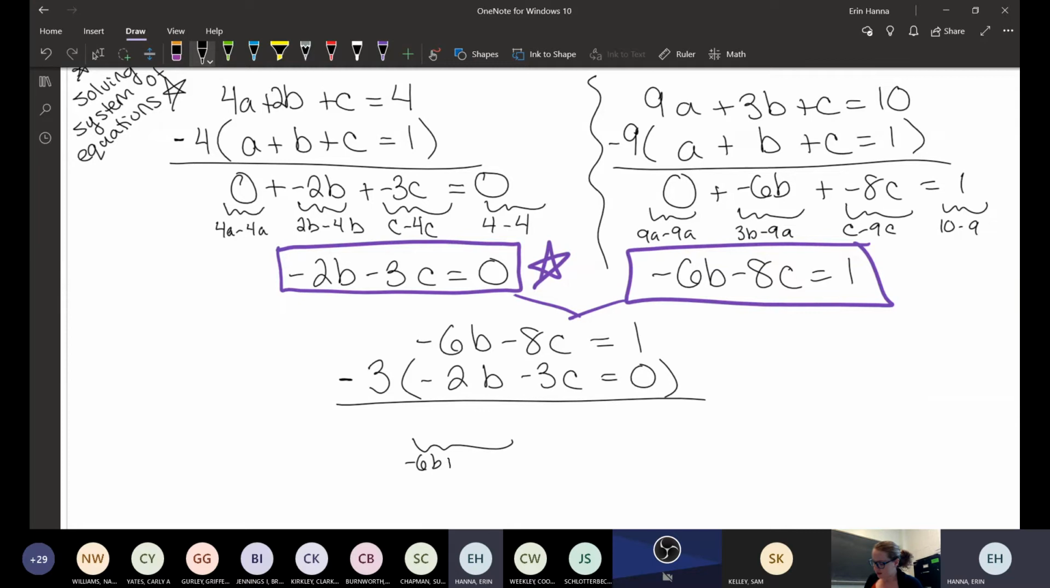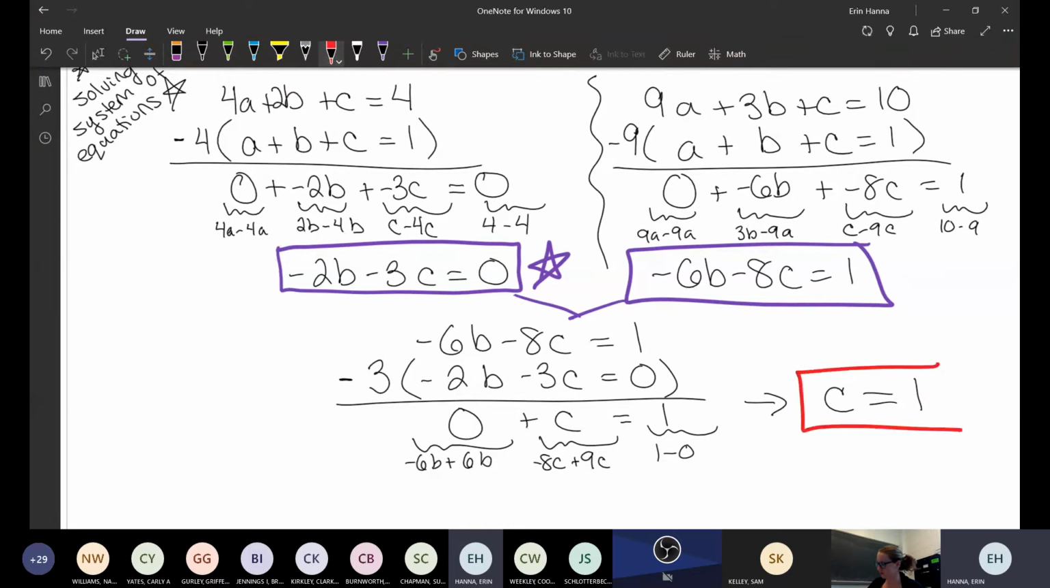Because we'll have negative 6B plus 6B gives us 0, which is what we wanted. And then we'll have negative 8C plus 9C, so just C. And then 1 minus 0 still, because 0 times anything is still 0, so 1. So ta-da! C equals 1. Let me box that too. Hooray! We found one of the 3 variables that we needed.